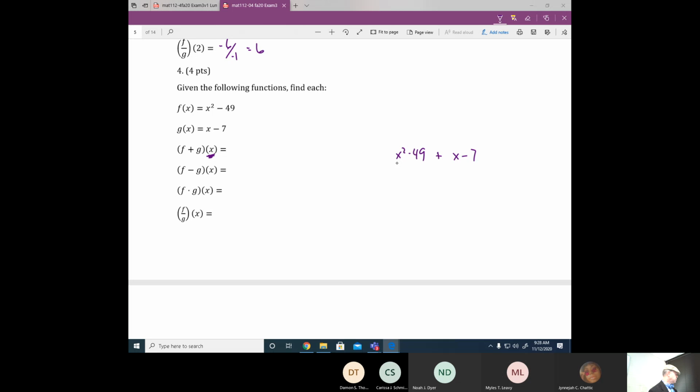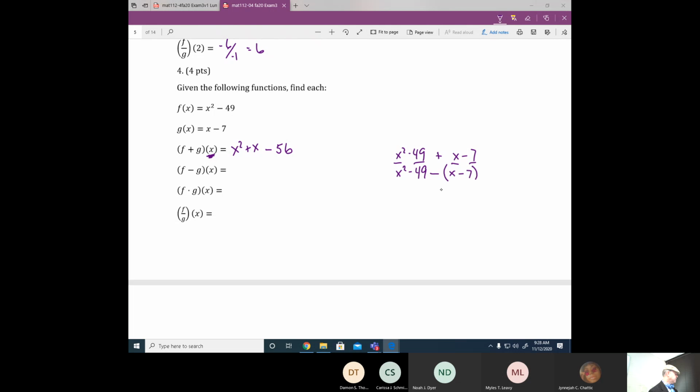And now x squared by itself, x by itself, and a minus 49 and a minus 7 makes a total of minus 56. Otherwise, x squared and x are by themselves. So x squared plus x minus 56. And then those two. F minus g, this is tricky. Well, not super tricky, but I have the x squared minus 49 minus, and be careful to put the g in a parenthesis so you don't get that sign wrong.